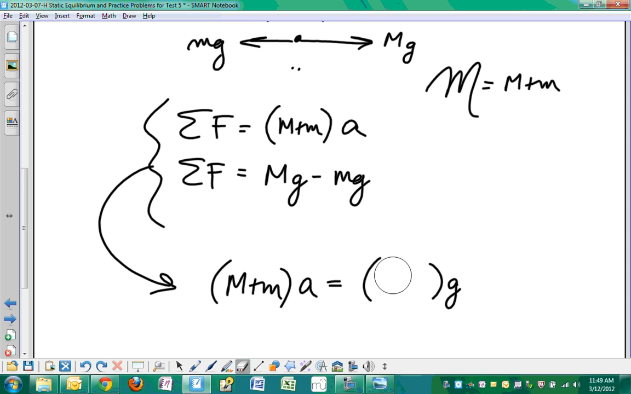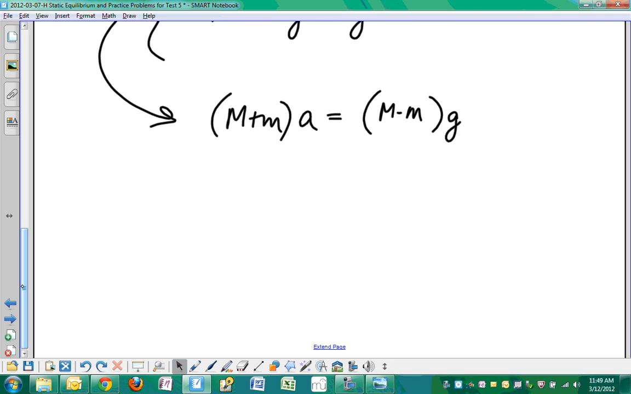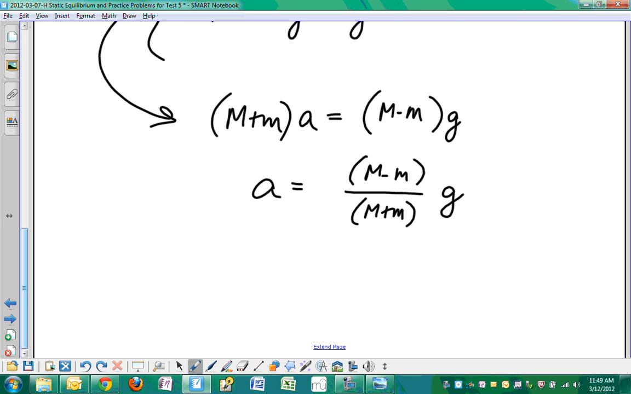Whoops. Big M minus little m. So then the acceleration becomes very easy to find. Acceleration is equal to big M minus little m over big M plus little m times g. Now, notice that we haven't put in any numbers. All we've done is generalize this.